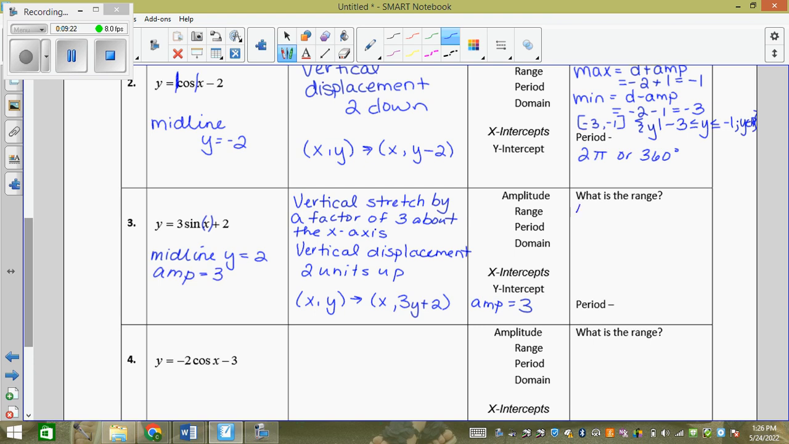My maximum is d, my midline, plus my amplitude. So my midline, the middle line, is 2. And then I go up 3 to get to what? 5, right? And then my minimum is d minus amplitude. So my midline is at 2, and I go down 3 to get to negative 1. So you can just visualize it if you didn't want to show the work. The reason why it's important to be able to do these is sometimes they'll give you equations without numbers. It'll be like y equals a sine x plus d, and then you'd say d plus absolute a or d minus absolute a.